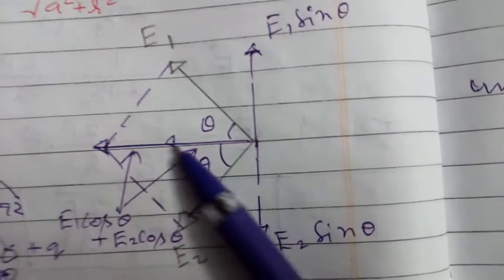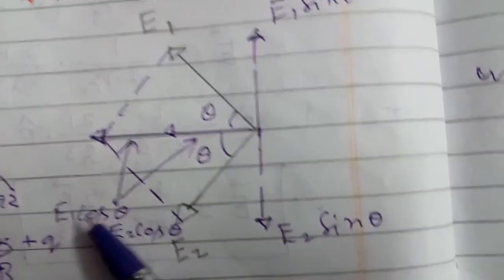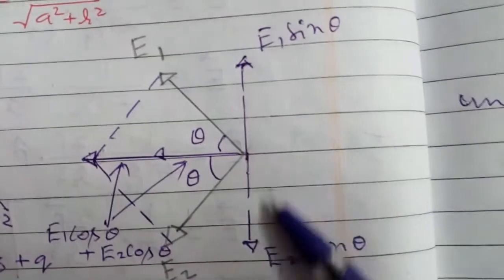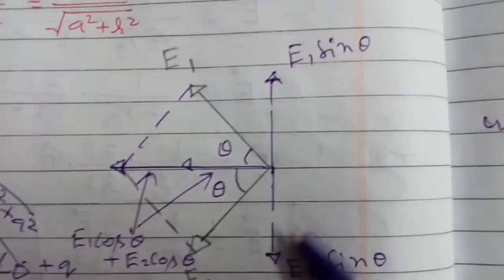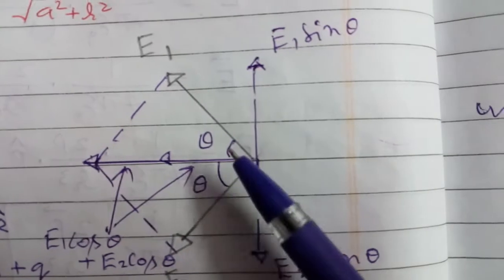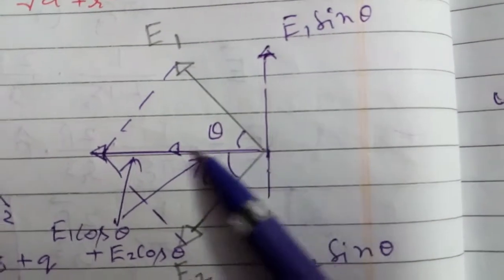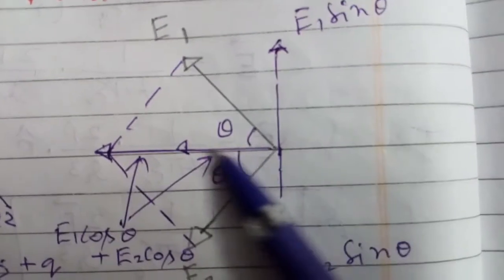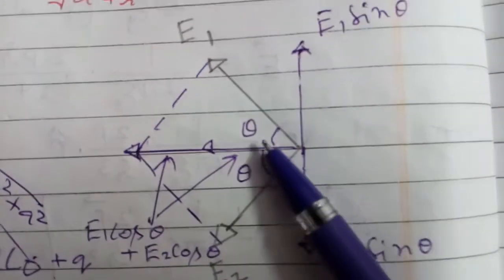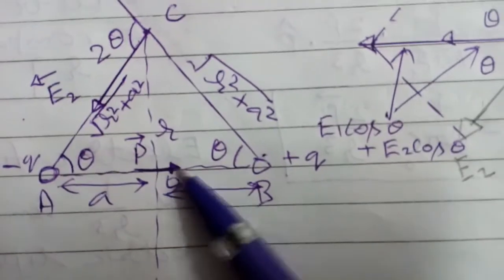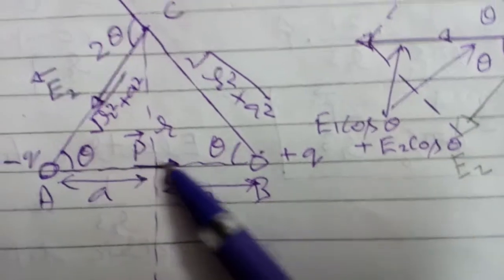So net field is along this direction, which is equal to E1 cos theta plus E2 cos theta. Now E1 sin theta and E2 sin theta will cancel each other. So the net resultant of vectors E1 and E2 is along this direction. Now by substituting the values of E1 and E2, we can calculate its magnitude, and as you may see here, its direction is opposite to this vector p, which is the electric dipole moment.